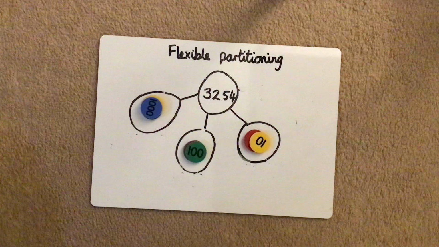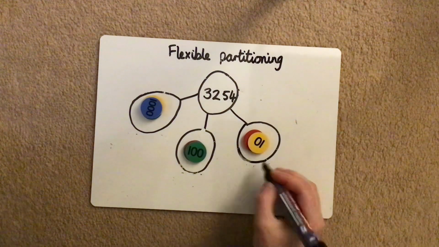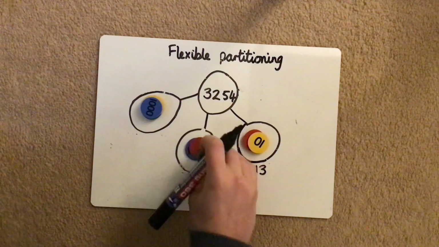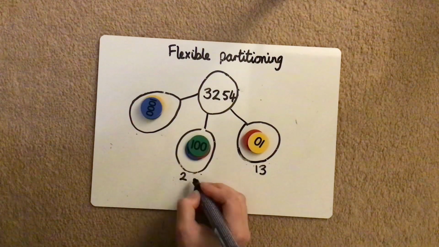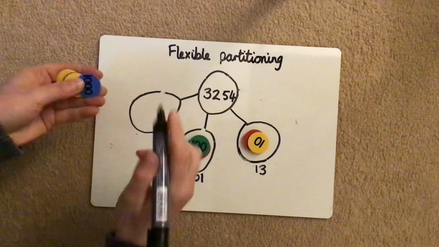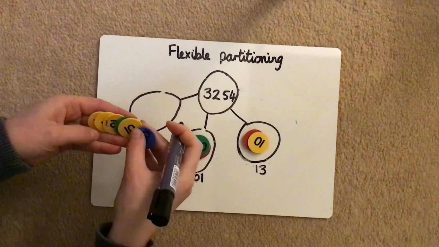So then we can count up our place value counters and see what we've got. So I've got 13 in this part, I have got 2,101 in this part, I have got 1,140 in this part.